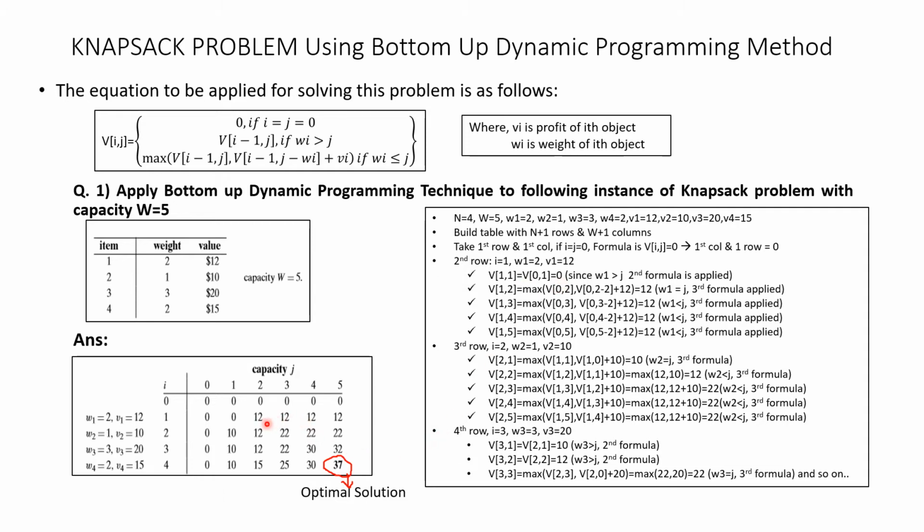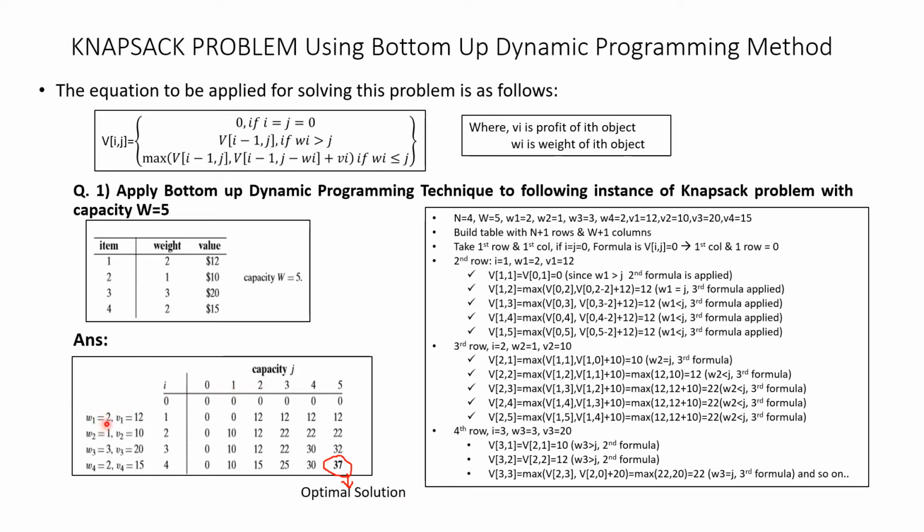I'll continue here. Next, he has calculated this entry. What is this entry? V of 1, 2. Which formula to apply? I should see. Now again, please compare W. What is W? 2. 2 is equal to 2. You are just comparing W with J. That's all. W with J you compare.